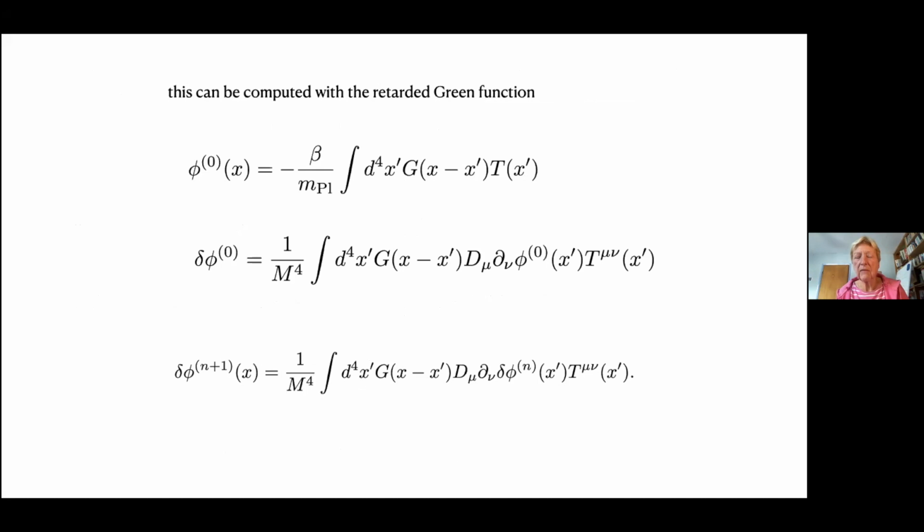So we can compute the first term. It depends on the retarded Green function. And this one we could do. Then the corrections, the disformal term, again, the retarded Green function and the energy momentum tensor coming in, derivatives, one solution for that in there. Then to keep iterating. And this is the n plus one term.